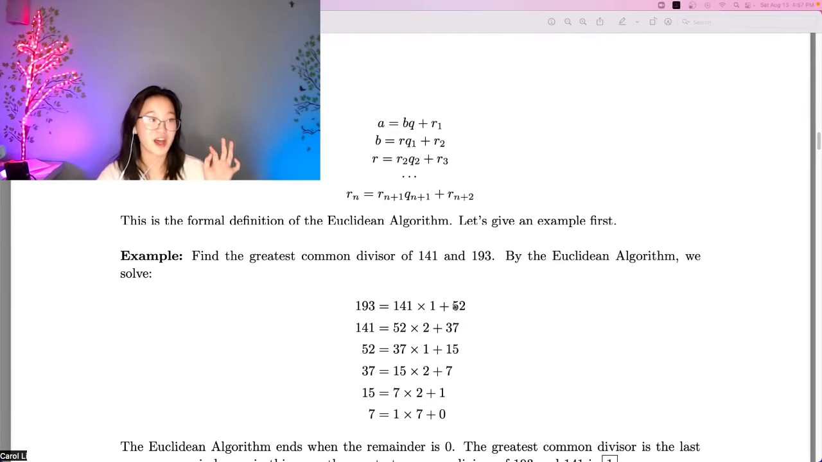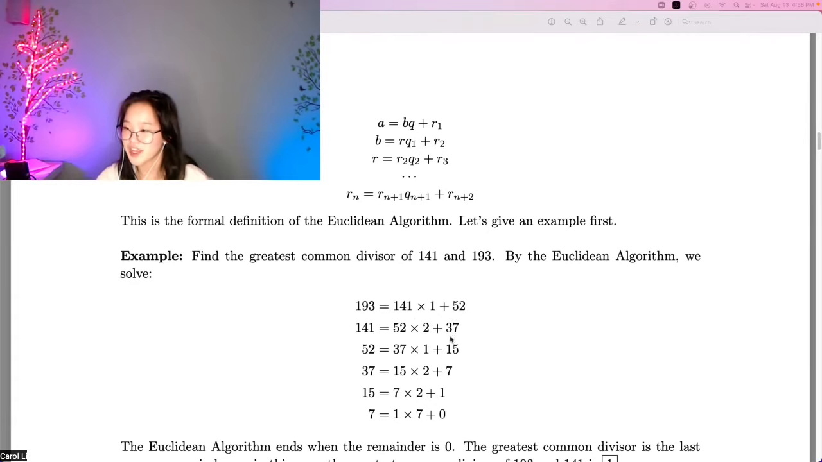This is like we're applying the Euclidean algorithm multiple times. So what you're doing is finding the greatest multiple of 141 less than 193, and then finding the remainder. This is the remainder. Last time I wrote it in subtraction form, this time in addition form. It doesn't really matter. You can move this over and it would be 193 minus 141 is 52. That's probably the form you guys are most comfortable with.